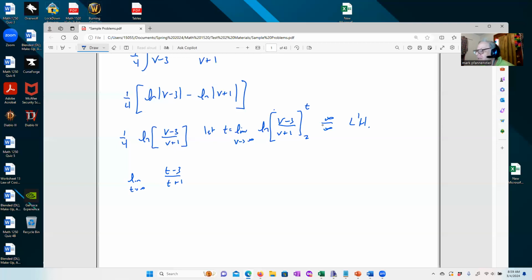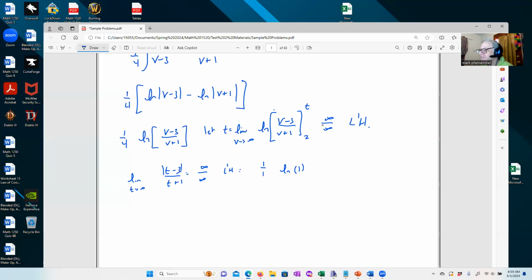Since we have an infinity over infinity situation, that's an indeterminate form, so we can use L'Hopital's rule, meaning we can take the derivative top and bottom. Let's put this in absolute values. We end up with 1 over 1, so that's going to be 1. So I go back and put it inside the logarithm, and we have the natural log of 1 after the L'Hopital's rule.